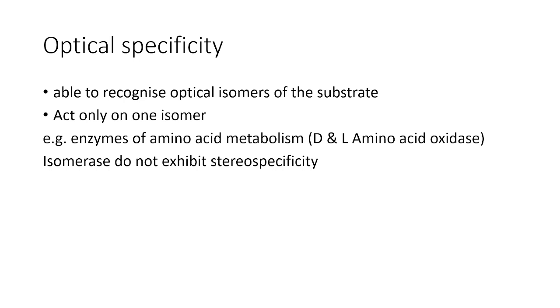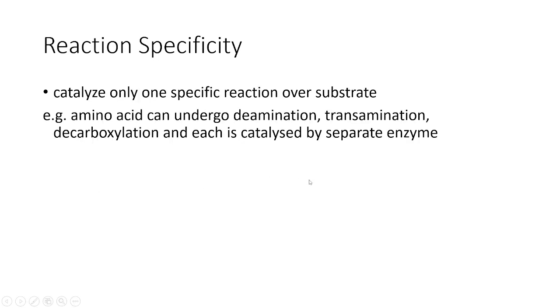Enzymes of amino acid metabolism, such as D-amino acid oxidase, are examples. Isomerases do not exhibit stereospecificity, because an isomerase is involved in the conversion from one particular isomer to another isomer. This is the only enzyme class that does not exhibit stereospecificity. Now coming to reaction specificity, which catalyzes only one type of specific reaction over the substrate. Amino acids can undergo deamination, transamination, and decarboxylation, and each of them is catalyzed by a separate enzyme. That is reaction specificity.